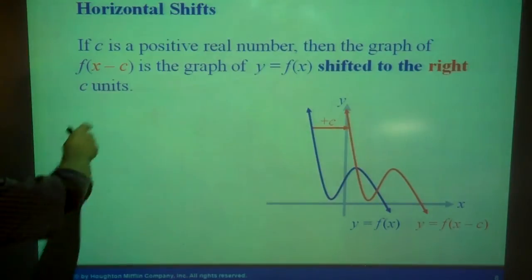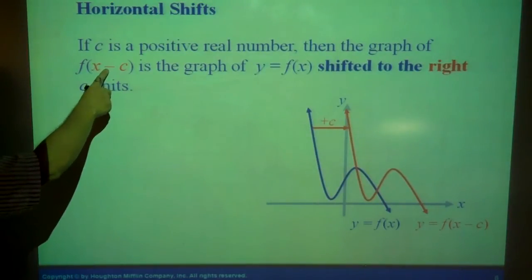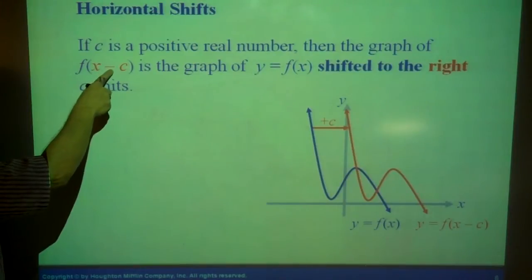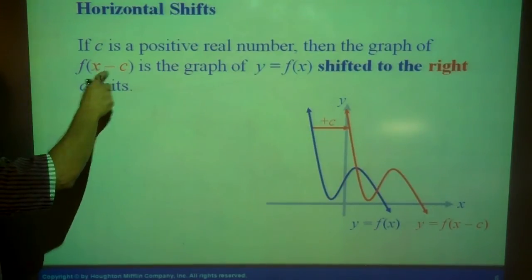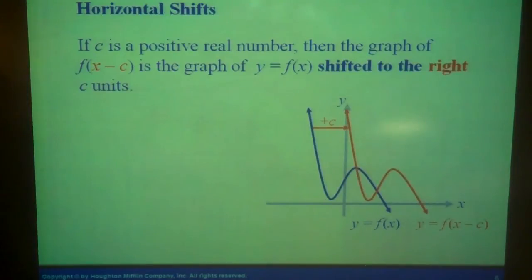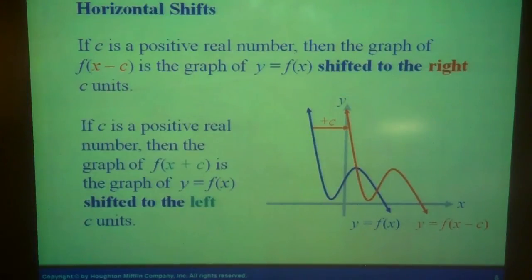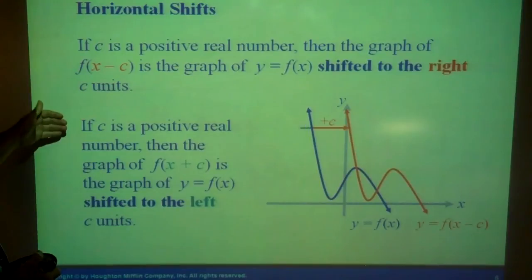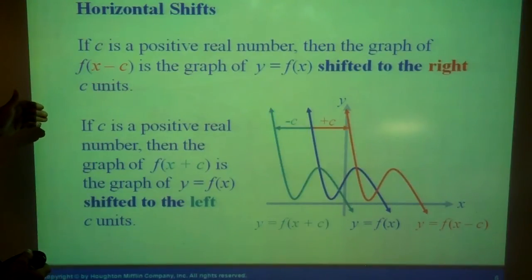Now this is going to seem like it's moving the opposite way that it should. Okay, and we'll go over that in later lessons why. If it's minus c, it's going right. If it's plus, it's going left. Okay, so let's look at a real example.